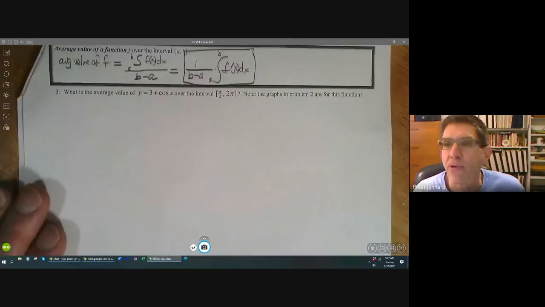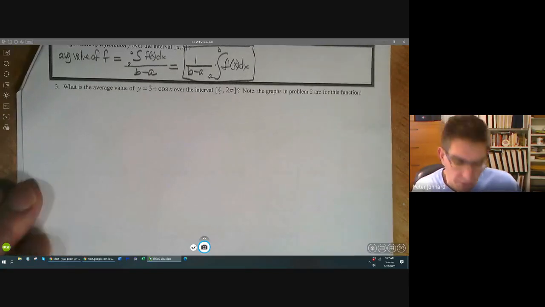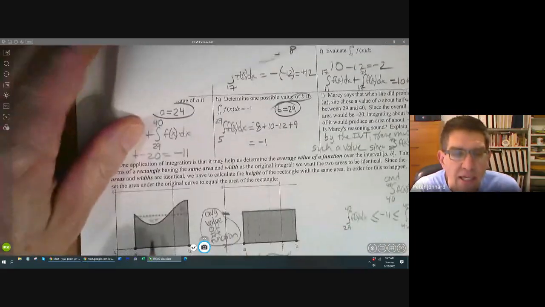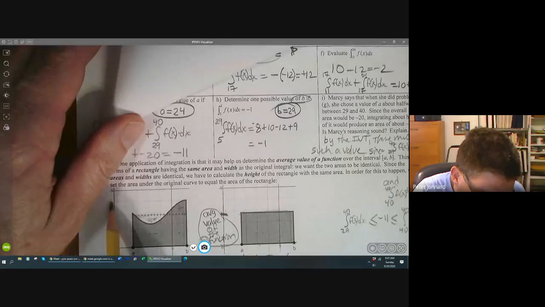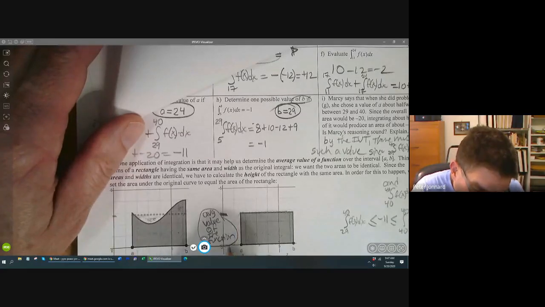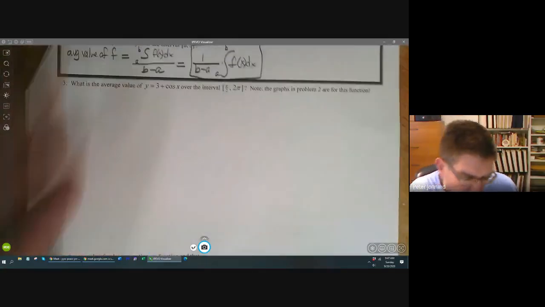As an example, you might be expected to do something like this. It says the graphs in problem 2 are in fact for this function, and we're going to estimate here. This goes 0, 1, 2, 3, 4, 5. It looks like the average value of this function is about what? 1, 2, 2.8 or 2.9, something like that. So let's see how this works.